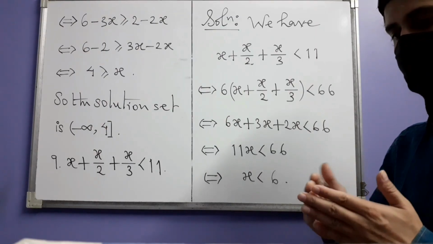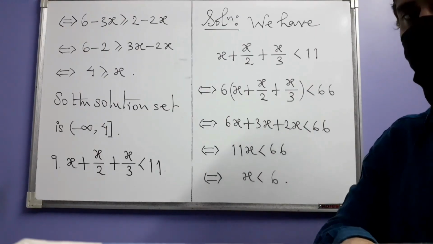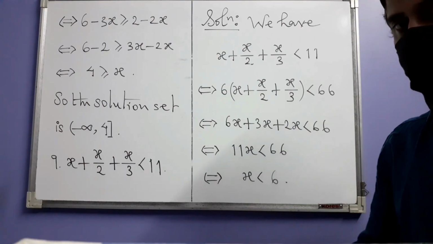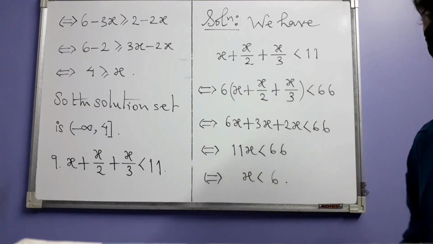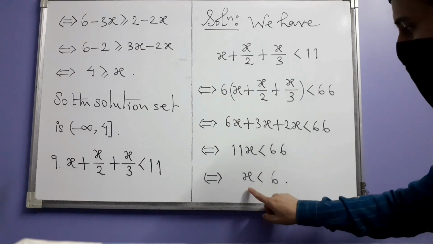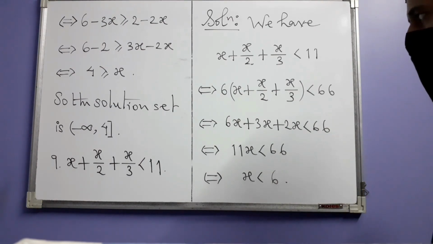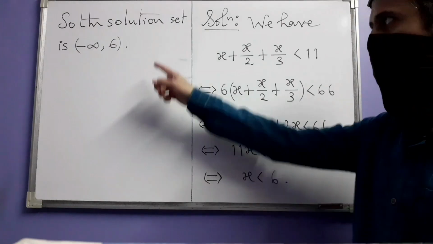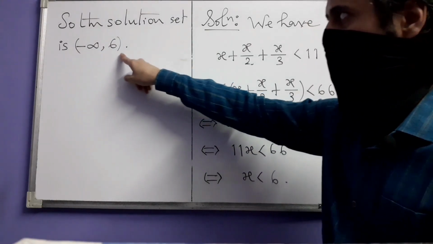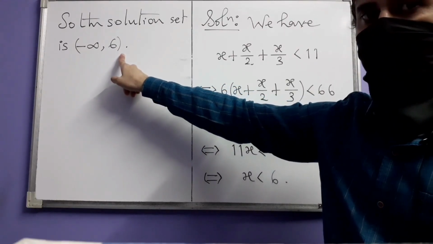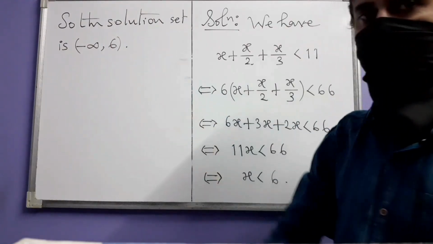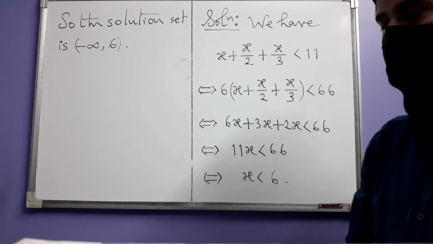That is, it will not be flipped if the number you are cancelling is positive. But if it is negative, then it will change direction. In this case 11 is positive, so no problem, and that way you get x less than 6. So the solution set consists of all real numbers which are less than 6. That means this is the solution set. All the real numbers which are less than 6 give us this open interval minus infinity comma 6.